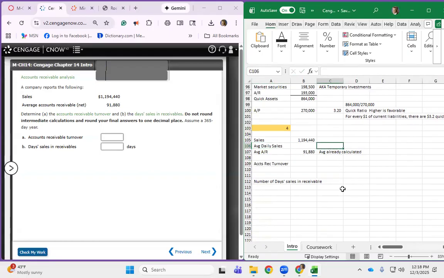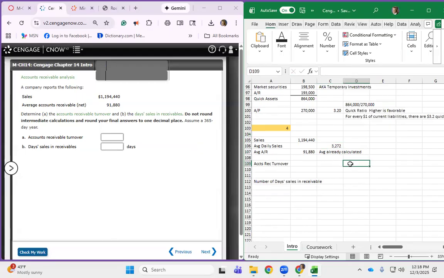All right, so how do we calculate average daily sales? We take all of our sales and divide by how many days are in a year? 365. So there's our average daily sales. On average, we sell $3,272 worth of sales.